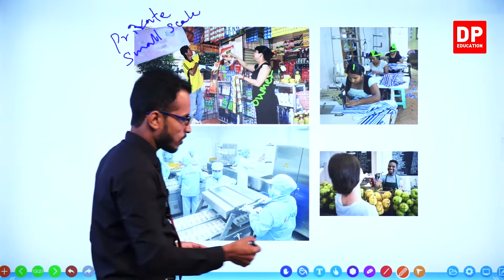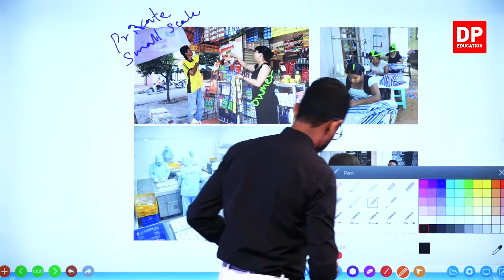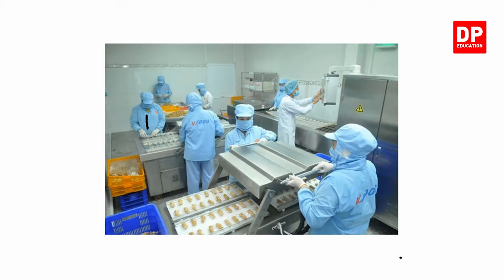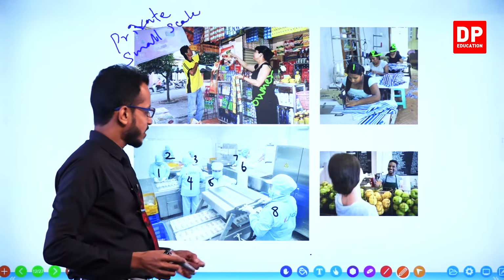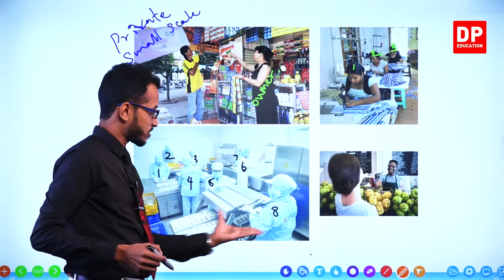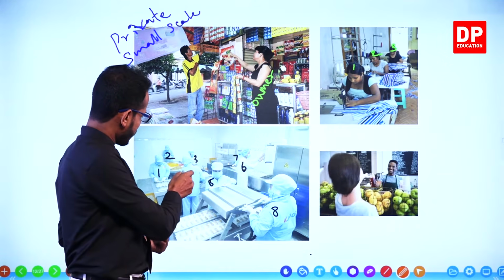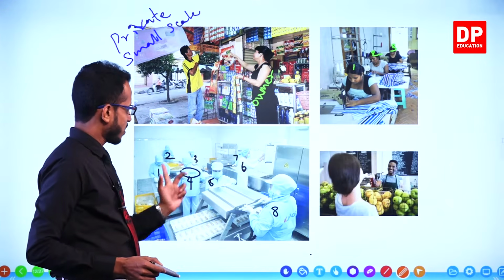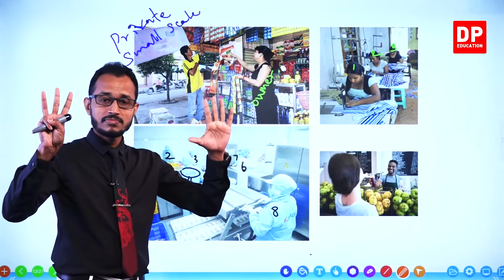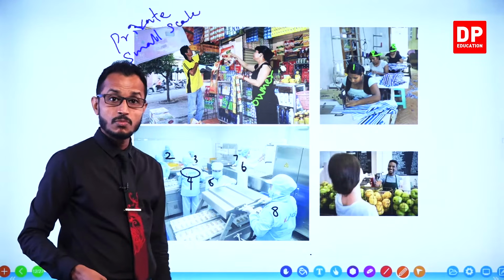Right. And we have how many employees? 1, 2, 3, 4, 5, 6. Here one is hiding, but we noticed. 7 and 8. 8 employees. Okay. To which category should you put this business? The business name is V Food. How many employees? 8. So definitely it's a small scale business, less than 25.